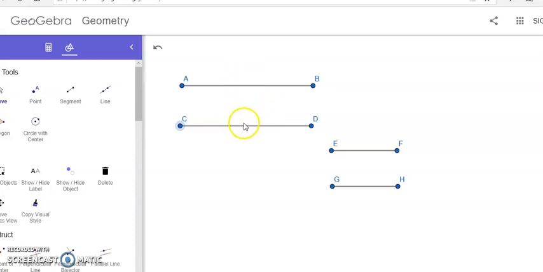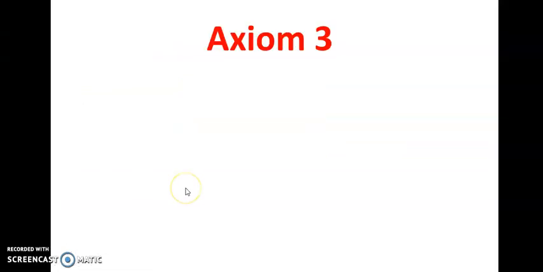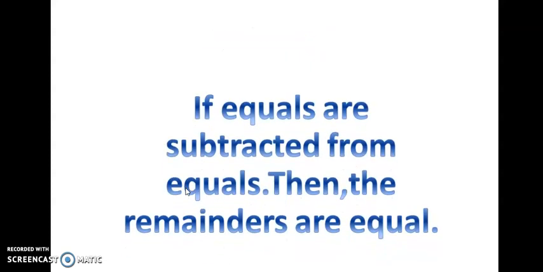They are also 6 centimeters and they are equal. What did we do here? We removed equals from equals, and the remainders become equal. So, can we conclude if equals are subtracted from equals, then the remainders are equal? Yes, this is your axiom 3. If equals are subtracted from equals, then the remainders are equal.